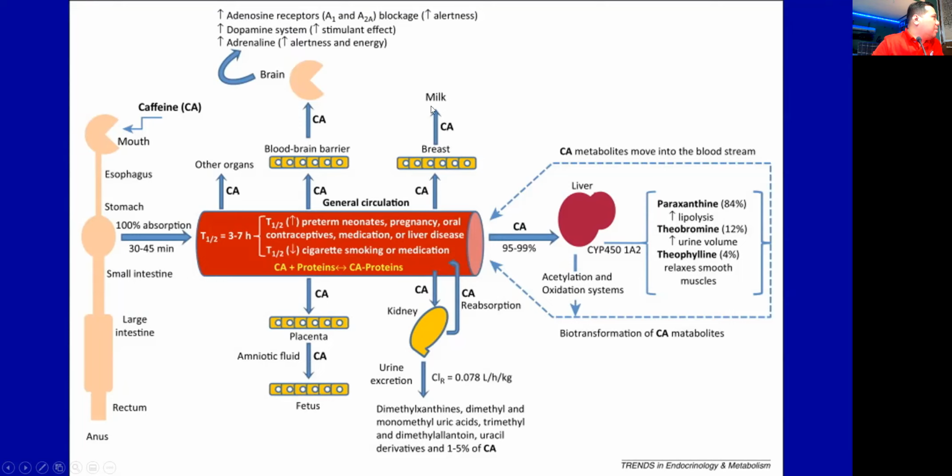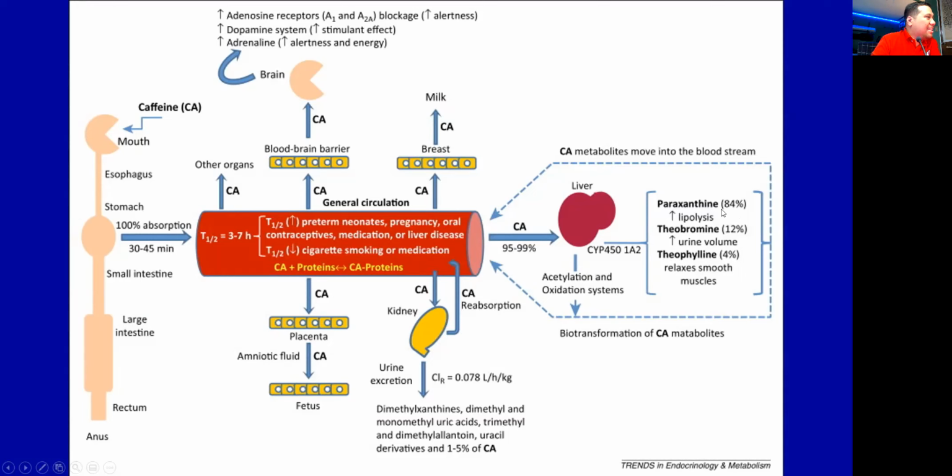Okay, it crosses into the breast milk. If you breastfeed, it goes to the breast milk. So for nursing mothers, if you don't want your baby also drinking coffee, you have to avoid that. Okay, so it also crosses the placenta. All right. And also caffeine is reabsorbed at the kidney. Okay. So when it's metabolized by the liver, as I said earlier, it turns into these substances. And then these are the effects of these substances.